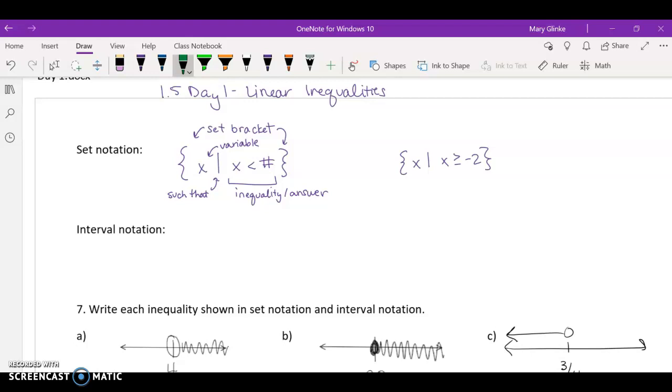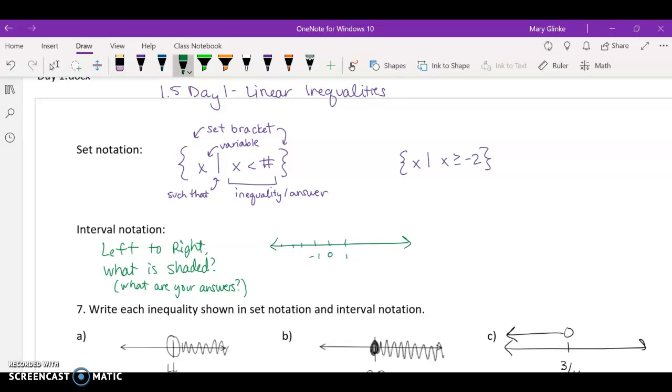So in interval notation, it's more of a visual interpretation. You're looking at left to right. What are your answers, or what is being shaded in your graph? So you're looking at specifically what are your answers. And so what you're going to do is look at the number line. And if you're thinking of values, normally on the left of your number line, the numbers are getting more and more negative. So if it's pointing to the left, it's actually pointing towards negative infinity. Versus on the right-hand side, those numbers are increasing. They're going up to positive infinity.